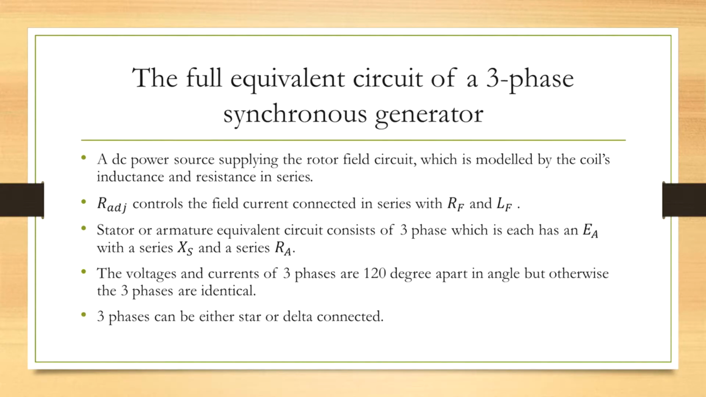The full equivalent circuit of a three-phase synchronous generator. A DC power source supplies the rotor field circuit, which is modeled by the coil's inductance and resistance in series. R adjustable controls the field current, connected in series with RF and LF. The stator or armature equivalent circuit consists of three phases, each of which has an EA with a series XS and a series RA. The voltages and currents of the three phases are 120 degrees apart in angle, but otherwise the three phases are identical. Three phases can be either star or delta connected.